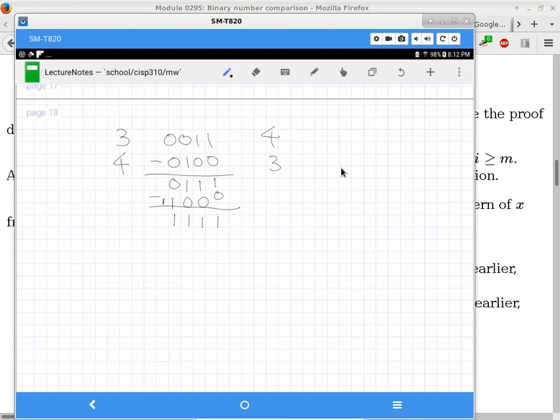Let's check out 4 minus 3. So we got 0, 1, 0, 0 minus 0, 0, 1, 1 in this case. 0 minus 1 is 1 with a borrow. 1 minus 0 is 1. 0 minus 1 is 1 with a borrow. 1 minus 1 is 0. 1 minus 0 is 1. 1 minus 1 is 0 with no borrow from either subtraction. 0 minus 0 is 0. 0 minus 0 is 0. And we have an overall borrow of 0.